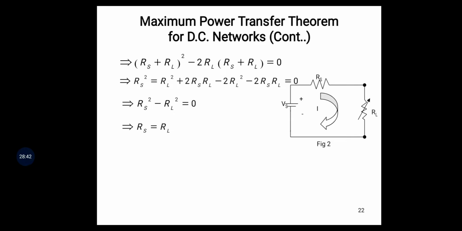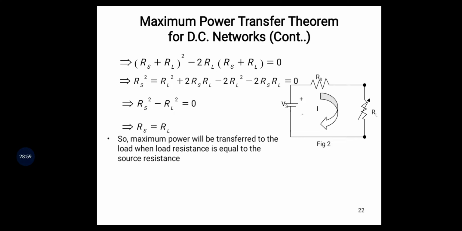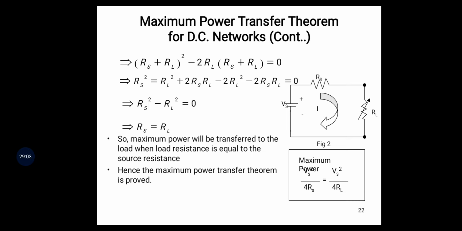We do the calculations. (Rs + RL)² − 2RL(Rs + RL) = 0. Rs² + RL² + 2RsRL − 2RL² − 2RsRL = 0. Rs² = RL², so Rs = RL. We do the calculations. Finally, we got Rs equal to RL.